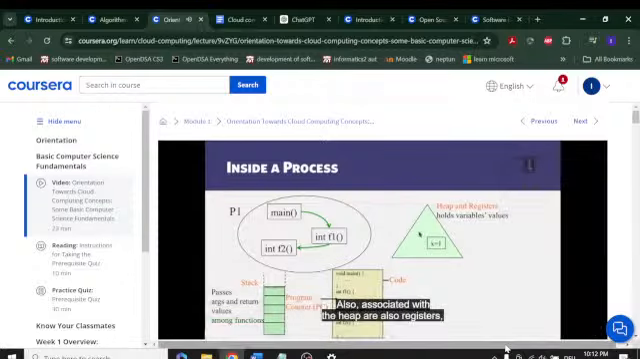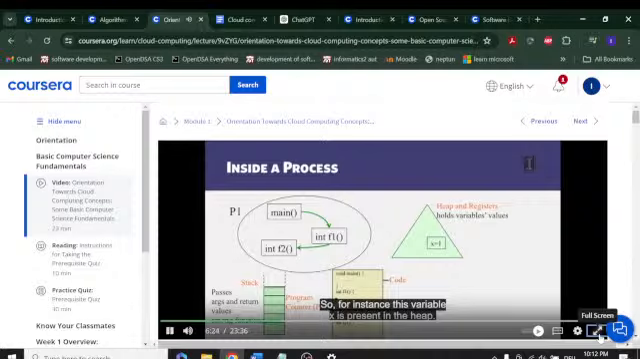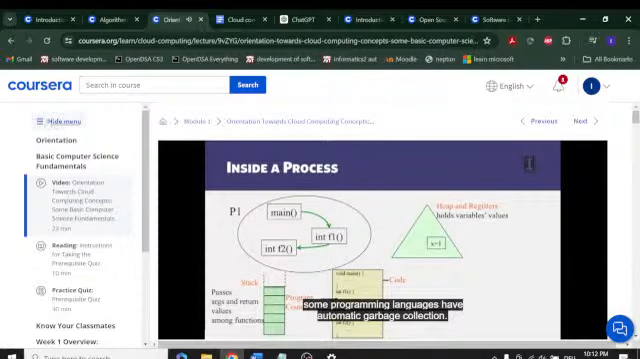Also associated with the heap are registers, which typically refer to the recently accessed variables in the process itself. So, for instance, this variable x is present in the heap. Such malloc or new variables also need to be explicitly freed in most cases. However, some programming languages have automatic garbage collection.